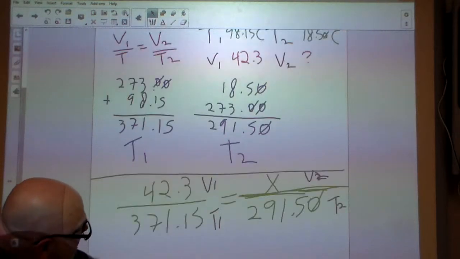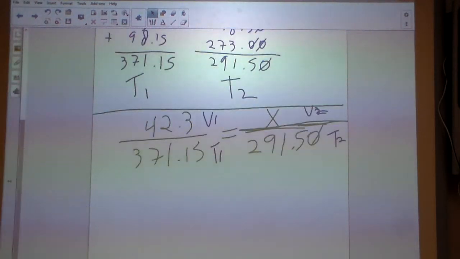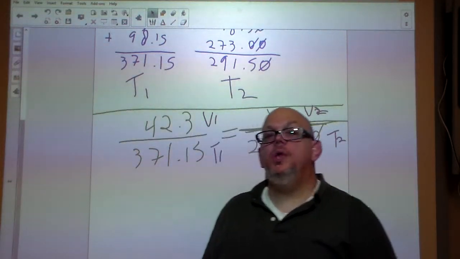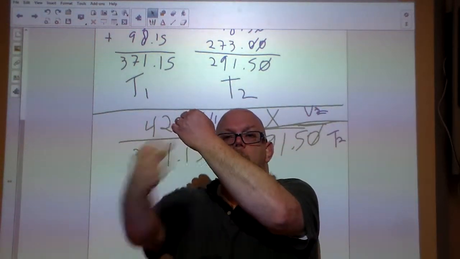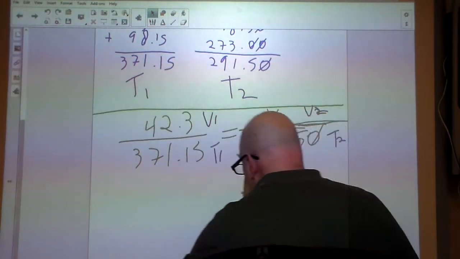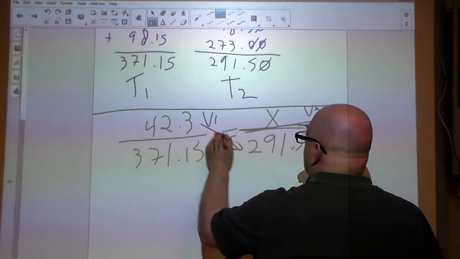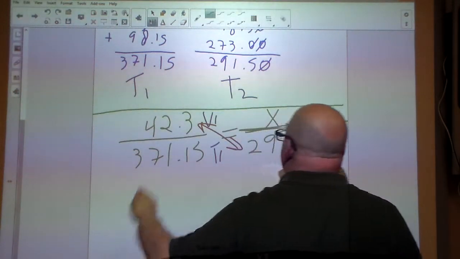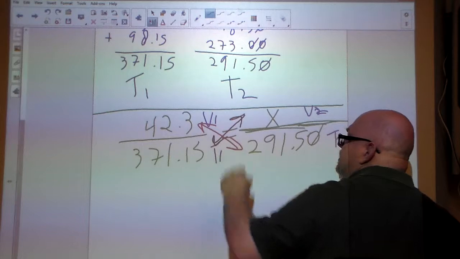Okay, send the page. Here we go. So, now, for this one, guess what? It's a proportion. So we can sit there and cross multiply, divide. That's it. Okay, so what are we cross multiplying? Like this, and like this.